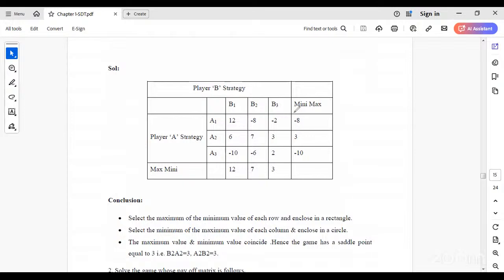And additionally here, you have to write minimax. Okay. Minimax. Then this is the maximin. Minimax means the minimum number we have to find out, and we have to write in this place.